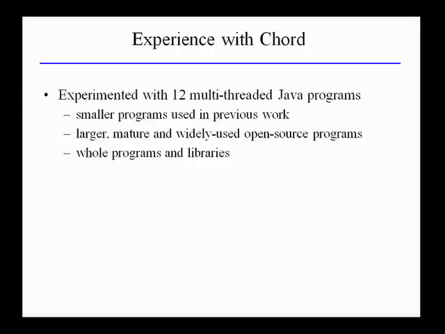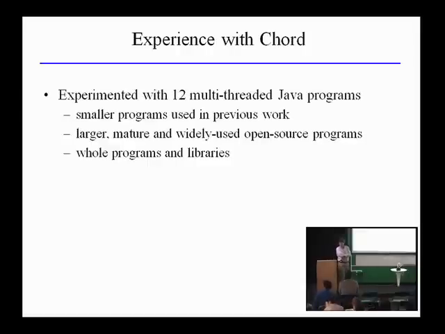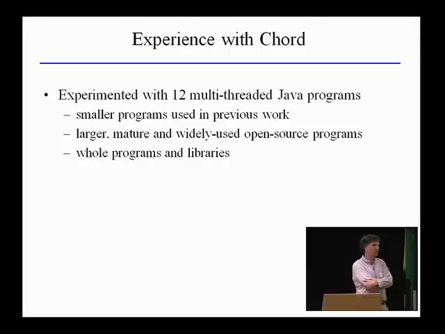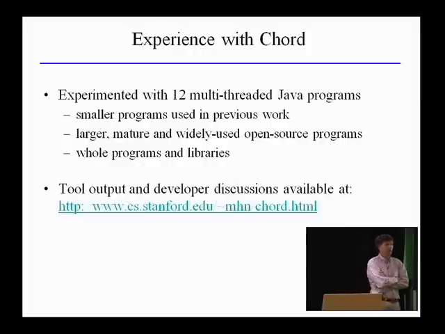All right, so let me tell you a little bit about our experience so far with the tool. We've looked at 12 multi-threaded Java programs, including some very large ones and some very, very small ones. The small ones we picked because they were used in previous work, just to validate our results against previously reported results. One of the advantages of a static tool like Chord over a dynamic tool is that you can actually do checking on libraries. Before you have a complete program, if you just have a library and no client, you can still look for races there. So the tool works with open programs. It doesn't need a whole program analysis.